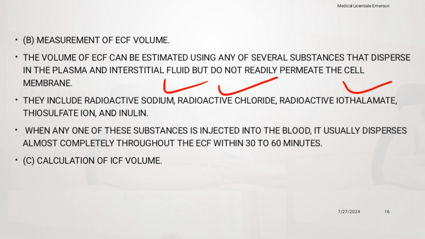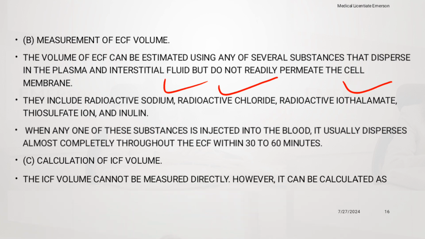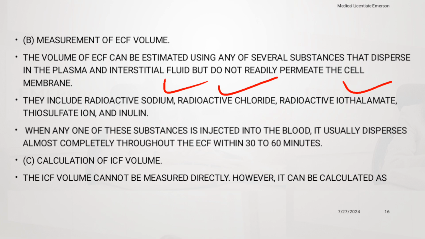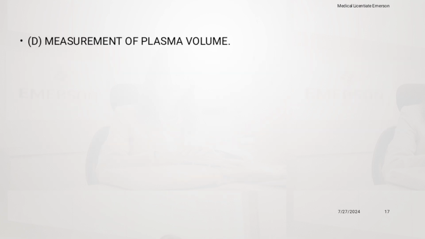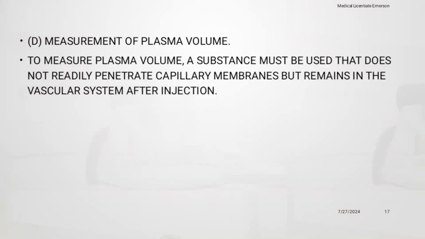So how do you calculate intracellular fluid? The intracellular fluid volume cannot be measured directly. However, it can be calculated: intracellular fluid is equal to the total body water minus the extracellular fluid volume.